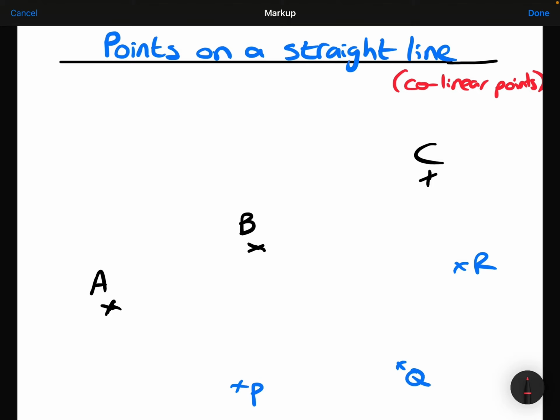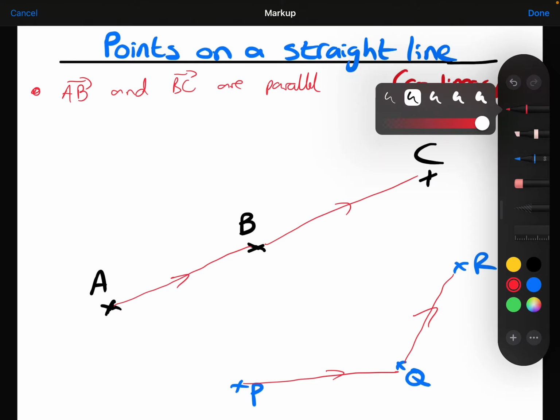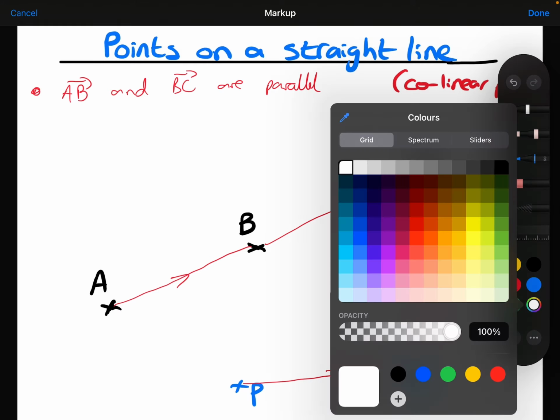First of all, if I was to draw the vector AB like that, and the vector BC like that, they are parallel. AB and BC are parallel. Whereas PQ and QR are clearly not parallel. So that is one key condition for our lines to be parallel. Now it's not the only condition.